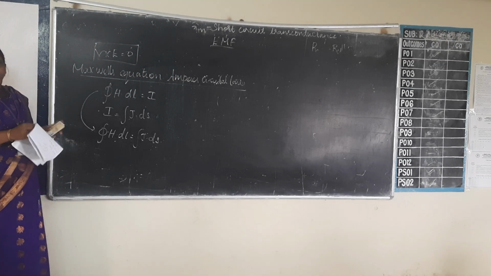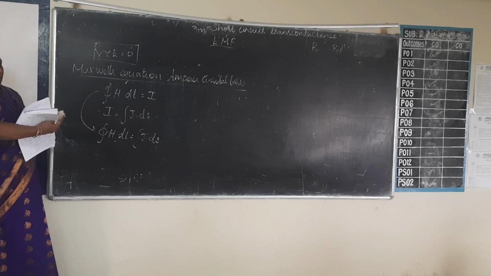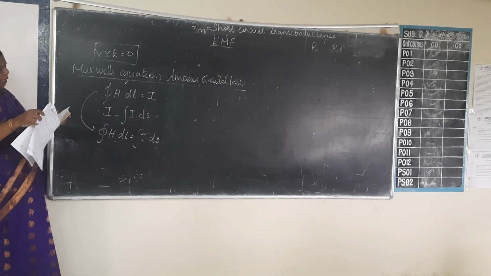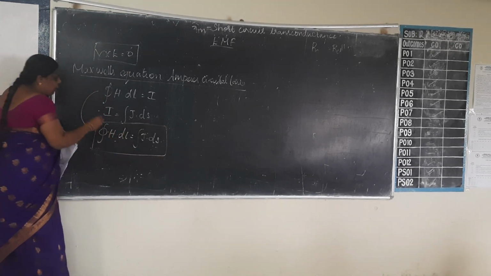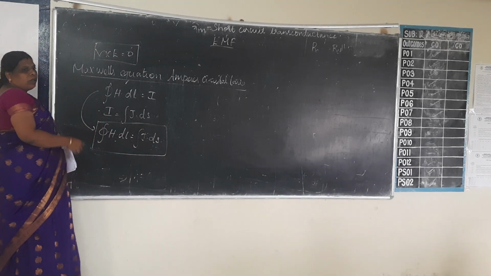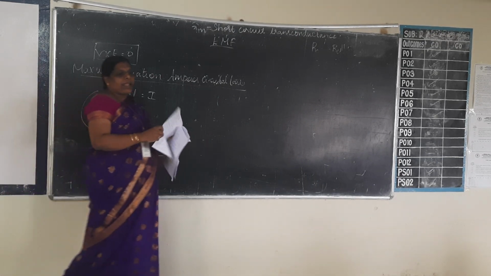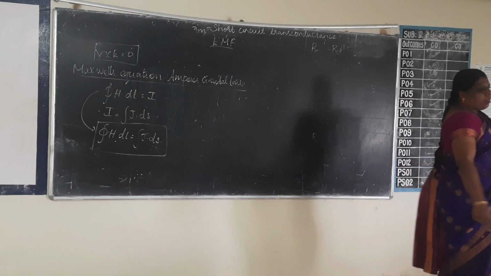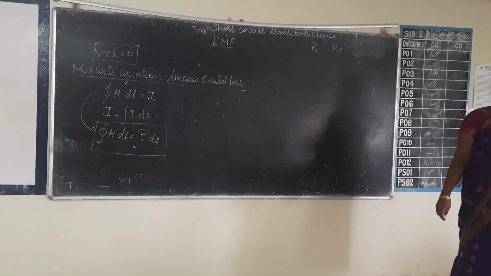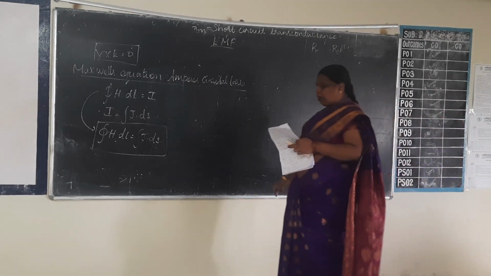Current density. You are following? Now we have to get the integral form, as this is called the integral form of Maxwell's equation derived from Ampere's circuital law. Take it down. This is the integral form of Maxwell's equation derived from Ampere's circuital law.